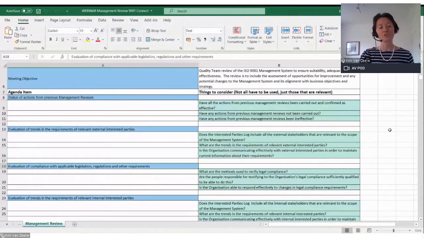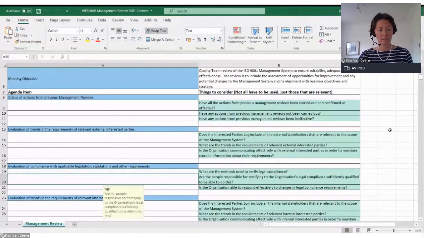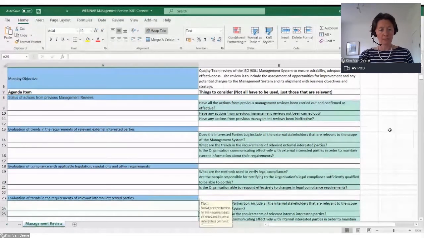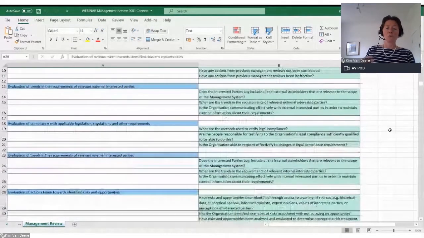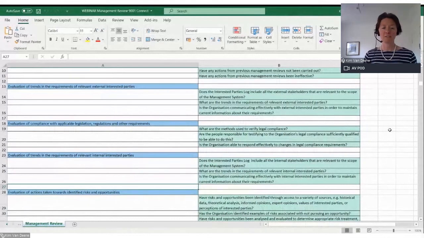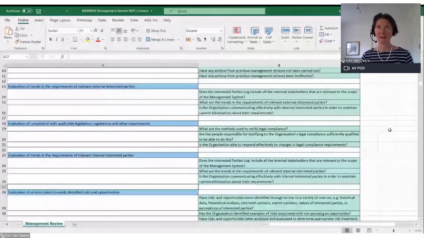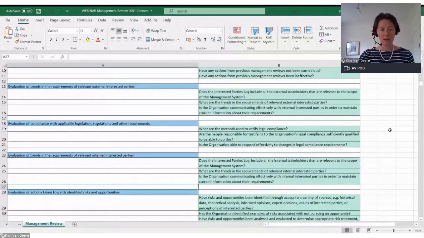Okay, fantastic. So we thought about this idea of evaluation of what we're doing now with legislation as it applies. So if something changes, then do we need to take any action? What else have we got here? Yeah, so all the standards now basically have got risk and opportunity management as quite a keynote item.